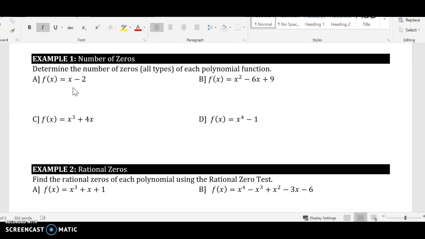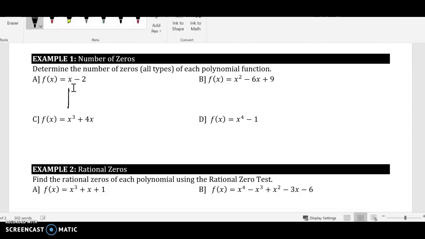So this is x to the first. It has 1 zero. This is x squared. It has 2 zeros. X cubed has 3 zeros. X to the fourth has 4 zeros. Now, these could be real or imaginary. We're not declaring that based on this. We're just determining how many there are. So when you solve this, you should get 1, 2, 3, and 4. The highest power tells you how many zeros.